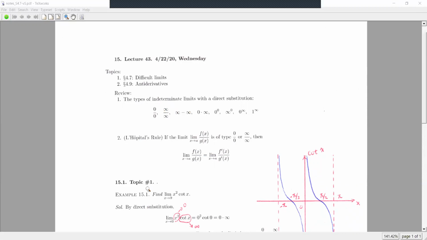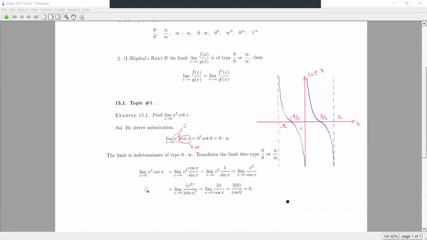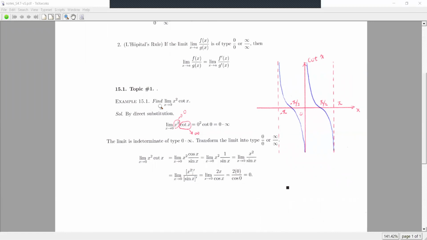Now, topic 1. More examples about L'Hopital's rule. Example 1. Find this limit. The first try is direct substitution. Plug in 0 in X, then I get this number. Cotangent of 0, from the graph of cotangent: when X approaches 0, cotangent approaches infinity. So cotangent of 0 is infinity.